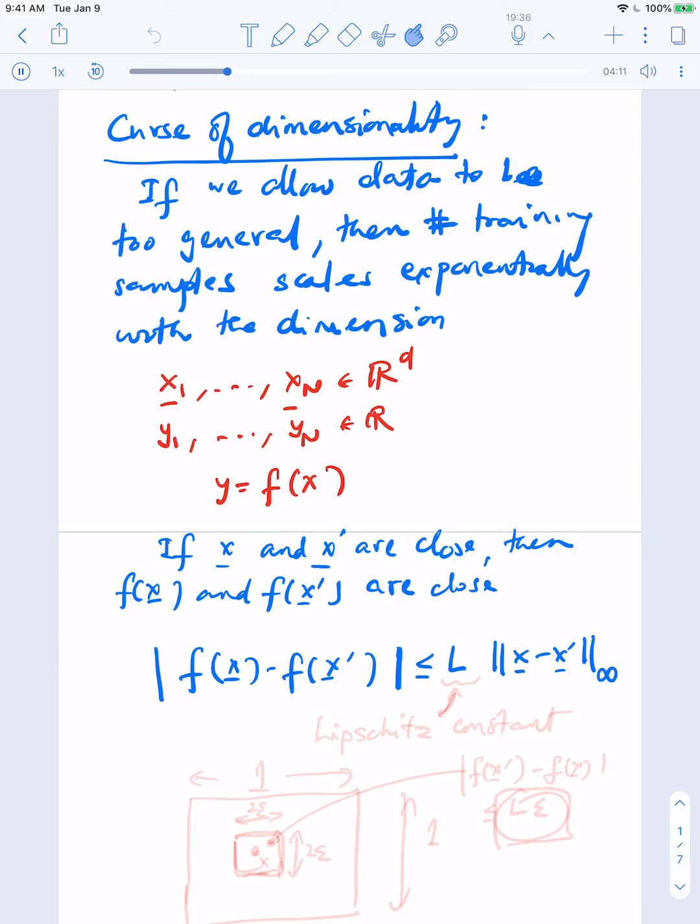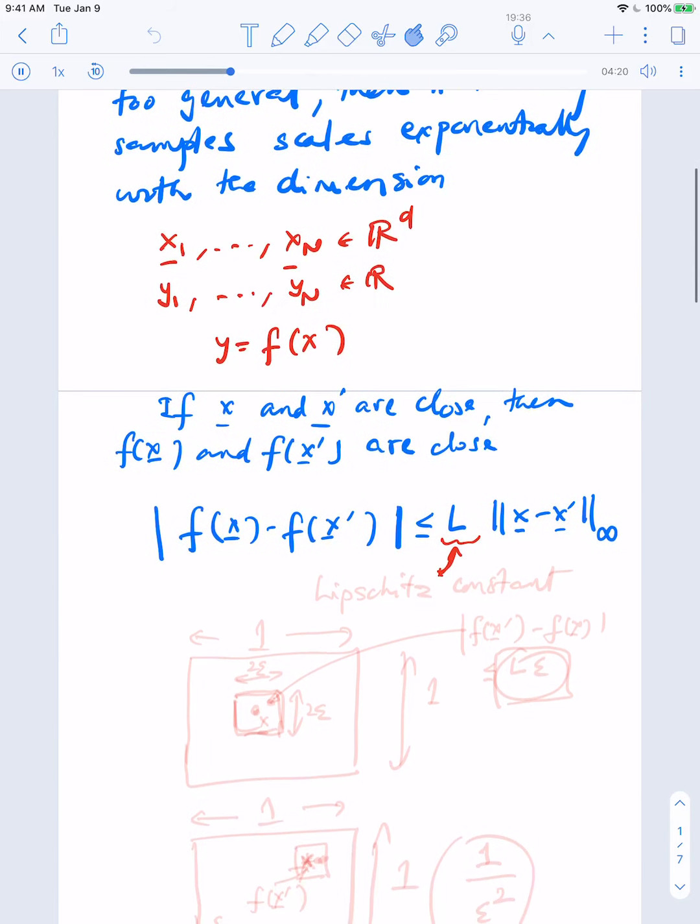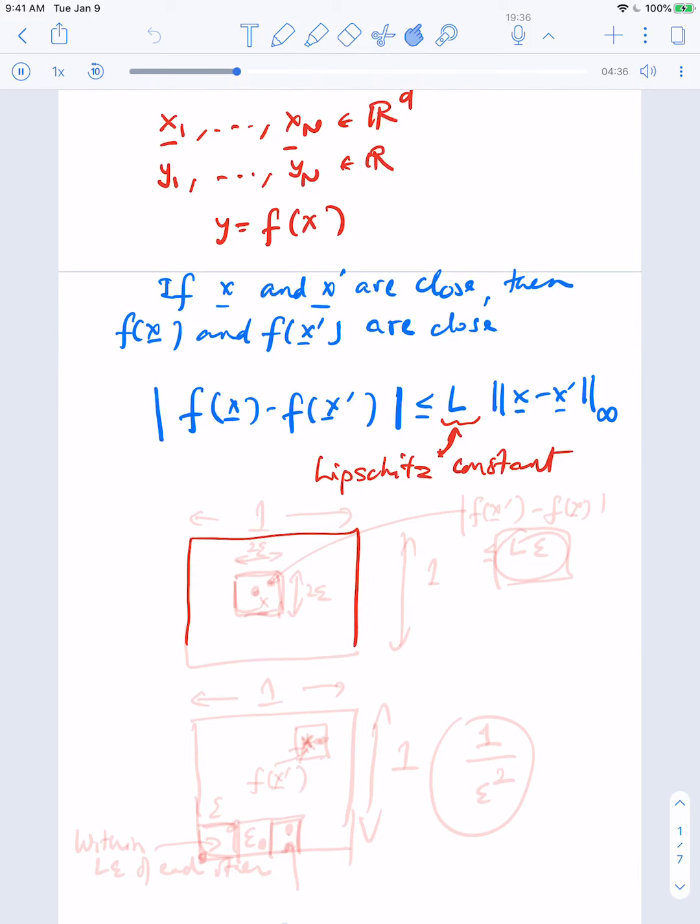So the difference between the maximum components of x and x prime. And this idea of Lipschitz property is the reason why this constant is called the Lipschitz constant, right? So suppose we have that. What does it mean? It means that, let me just do a 2D example. So suppose my data lives in a box of size 1 by 1, and you give me some point x here.